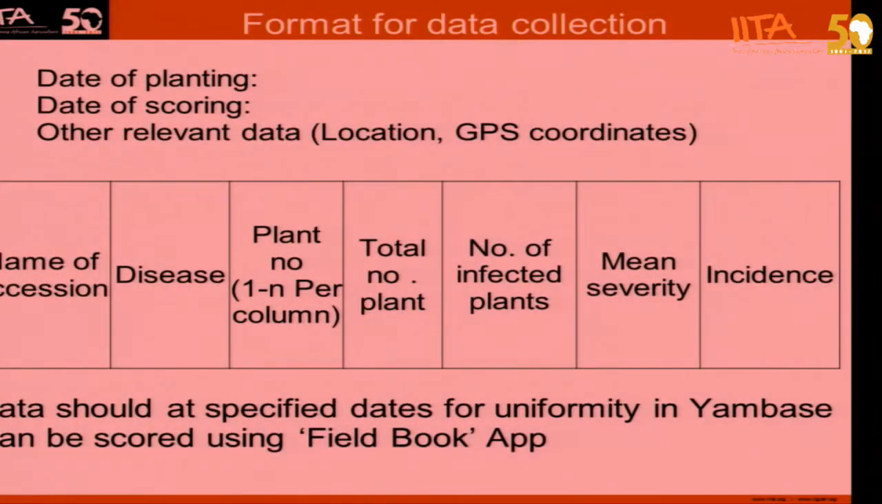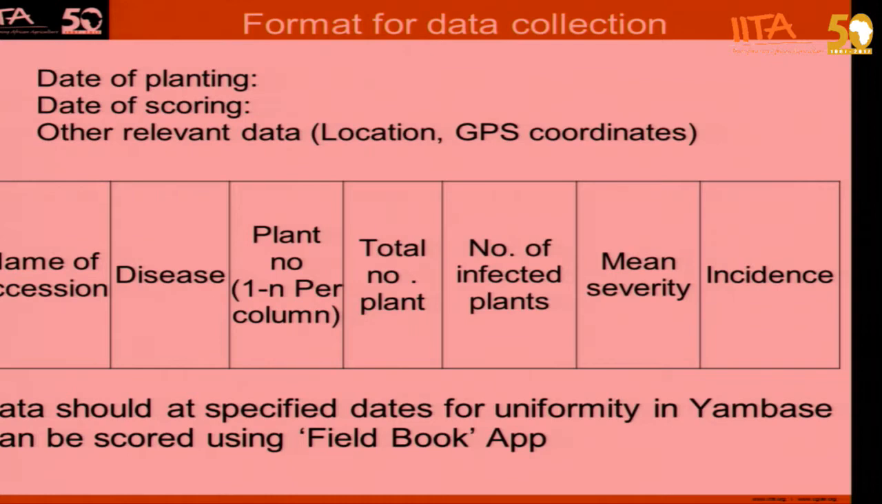Then we need to have the name of the accession, of course, the disease that we are scoring, and the plant number so that we can assess the total number of plants and the number of infected plants later, and we'll be able to now calculate the mean severity and the incidence later.